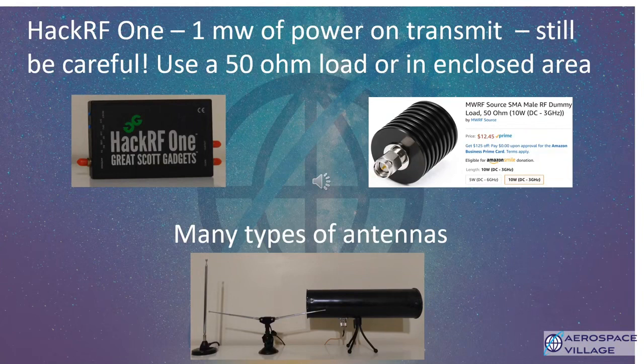Now, if there's concerns about the signal escaping, on the right is what's called a dummy load. It's a 50-ohm resistor that absorbs the energy and keeps it from making it out into the world where it could interfere with things. There are also a number of types of antennas you can get. Some are omnidirectional, they're like a table lamp. Others are unidirectional or directional, which means they're like a flashlight.